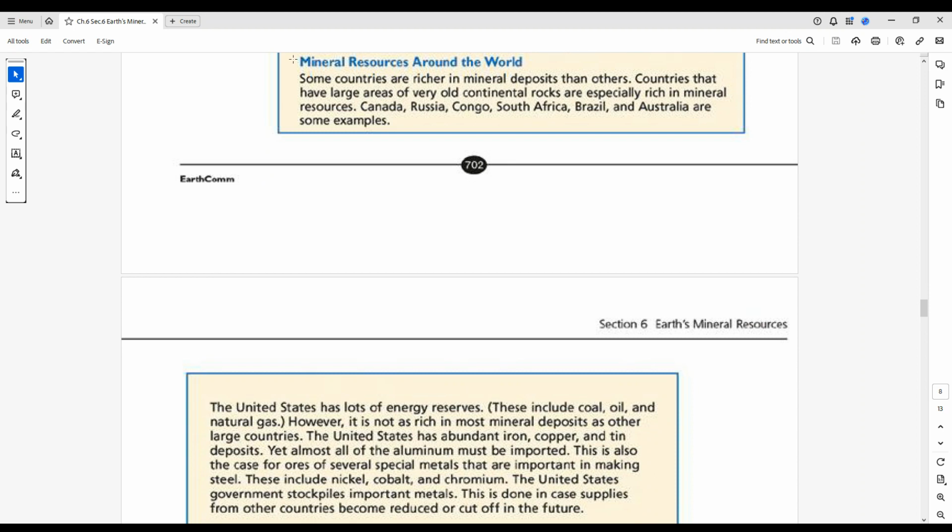Mineral resources around the world. Some countries are richer in mineral deposits than others. Countries that have large areas of very old continental rocks are especially rich in mineral resources. Canada, Russia, Congo, South Africa, Brazil, and Australia are some examples.